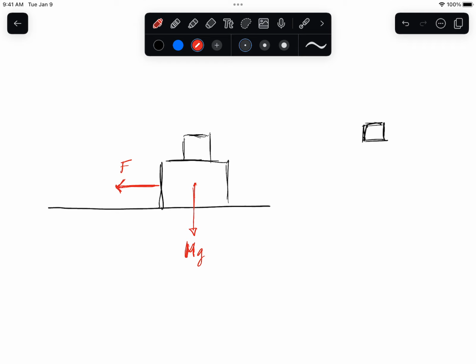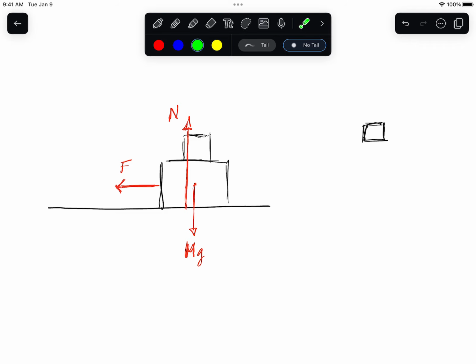And there's also going to be a normal force on the big box. And so let me go ahead and draw this normal force. And you will notice this normal force I have drawn is bigger than the weight. So this arrow over here is bigger than this arrow over here.